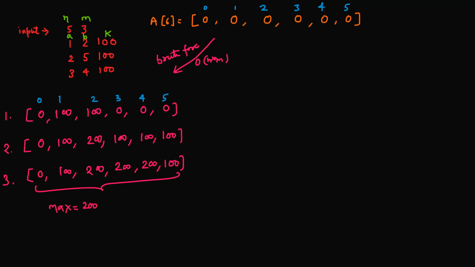200 is the answer. Now I'll apply the optimal solution using the prefix sum algorithm. So this is the same array, guys. I'm going to perform the first query. Once you do the first query, just for easiness, after applying the first query, A is there, which means go to element 1 and increase that element by 100.